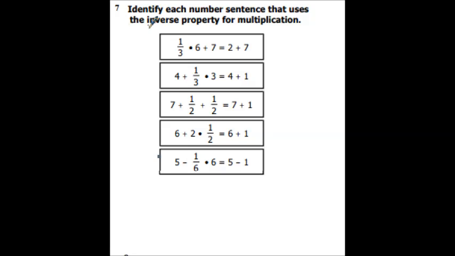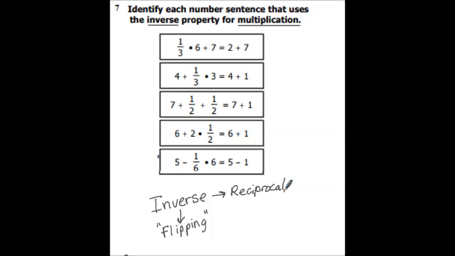Identify each number sentence that uses the inverse property for multiplication. So when I'm looking at the inverse property for multiplication, I want to think about the reciprocal. When we have the inverse, we need to use our flipping of our fractions. So this is when we see fractions, but we also need to think of our flipping as multiplying by the reciprocal. So if we multiply by the reciprocal and they both cancel out to equal 1, then we're going to have the final answer.